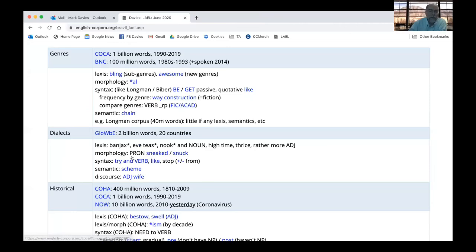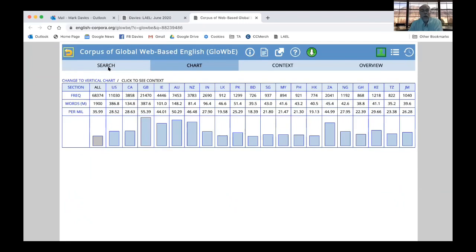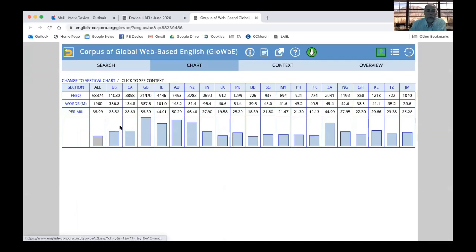Looking at syntactic variation between dialects, GloWbE can be very useful for that as well. So here I'm looking at the construction try and verb. So in American English, prescriptively, this would be try to verb, and try and verb is incorrect according to these prescriptive grammars. And it's interesting that those prescriptive rules, even though they were introduced almost 100 years ago, are still quite important in American and Canadian English. So that try and verb is much, much less common than in, for example, Great Britain, Australia, where that prescriptive rule never really caught on.